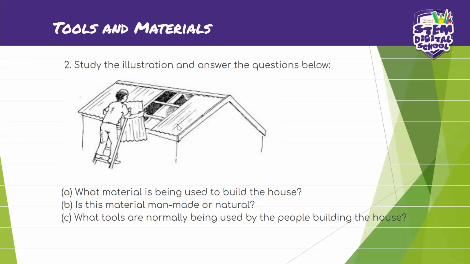What tools are normally being used by people building the house? So again, the ladder. Definitely nails. I mean hammer. Sorry, not nails. The nails are more of a material. I can't remember the name, but I use this type of tool to put the cement onto the bricks. Okay. The trowel.